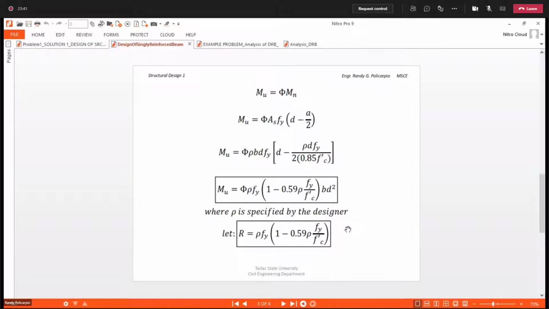Now, yesterday, I have given you an idea when you assume a value of your rho, it should be equal to 0.4 to 0.5 of rho max. No, I think I have given that, no, or rho balance, no. So let's look at that, no. So tingnan natin uli yun.